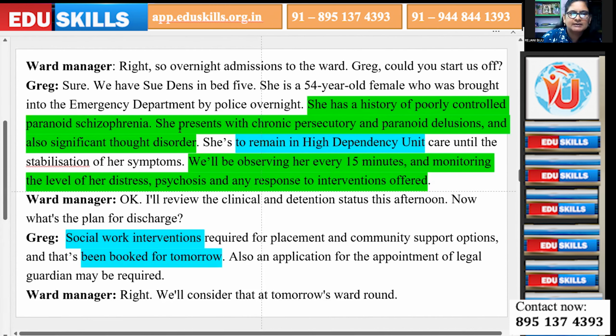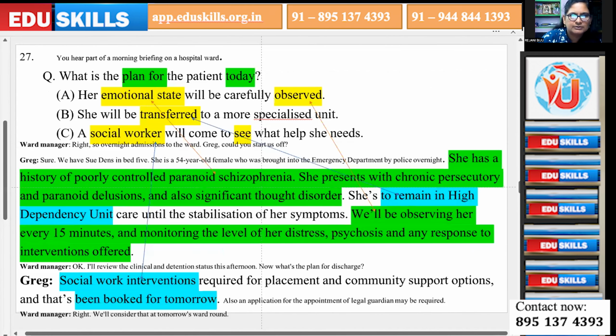Emotional disorder. Yes. Again, it's telling that we'll be observing her every 15 minutes and monitoring the level of distress, psychosis, and any response to interventions offered. So that too is telling that she is having some emotional imbalance or distress. Again, that is option A, and option B is to remain in the high dependency unit.